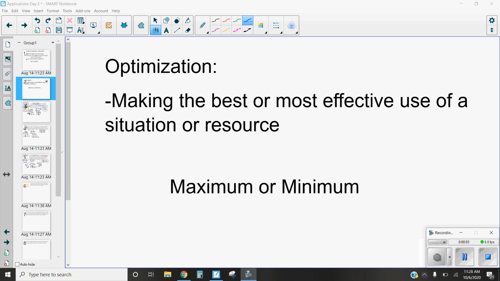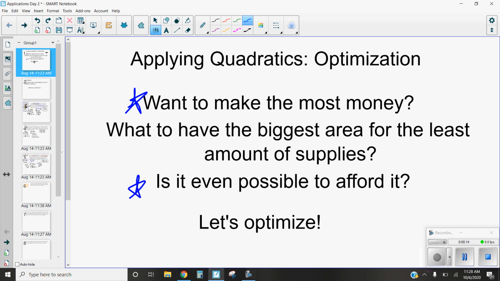Hi, this is Mrs. Kidman, and in our previous video, we talked about optimization as being making the best or most effective use of a situation or a resource. And in the last video, we talked about how we can use that optimization to figure out what is the most area I can build with a certain amount of fencing, or what is the most area I can use if I have a certain limited resource. Today, what we're going to talk about is how we can use optimization to make the most money, or to figure out, is it even possible to afford something?